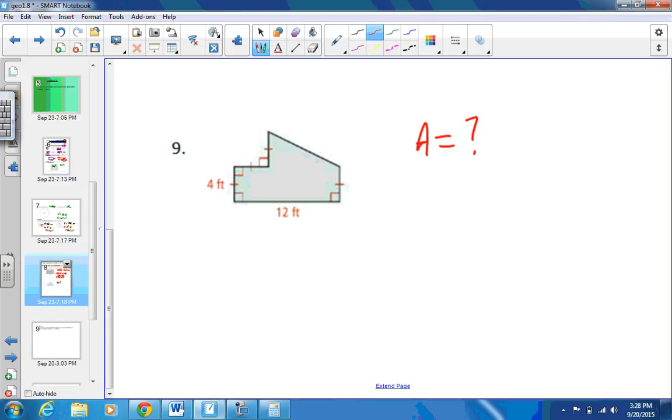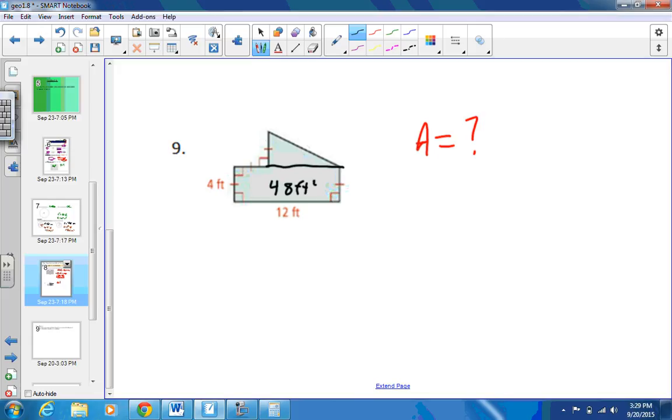All right, so whether or not you think you got it, here's what I'm going to do. I'm going to break this into easier sections. So I'm going to make this one big rectangle, so that I know part of it is 4 times 12, which is going to be 48. And it's feet squared.